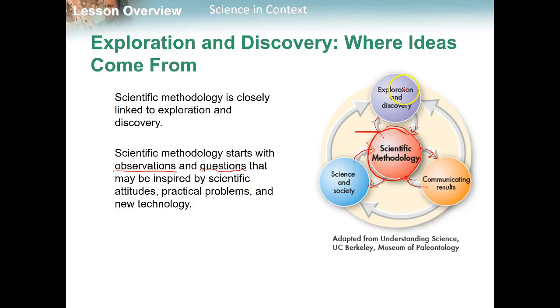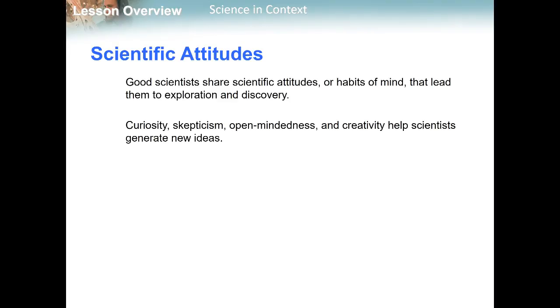So as you can see, it kind of goes around and around. Science and society kind of generate or move the exploration and the discovery. Communicating our results also helps to get people to explore and discover, and communicating the results we get from that is going to be able to help society. Okay, so good scientists have scientific attitudes and they share their scientific information. And again, when they share that information, it causes more exploration and more discovery.